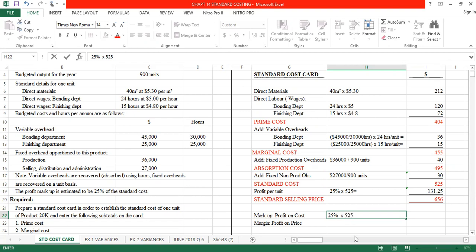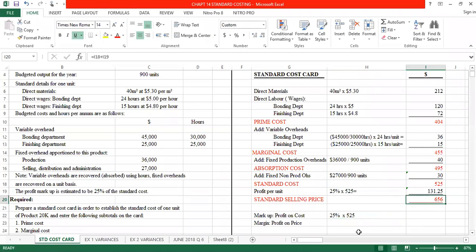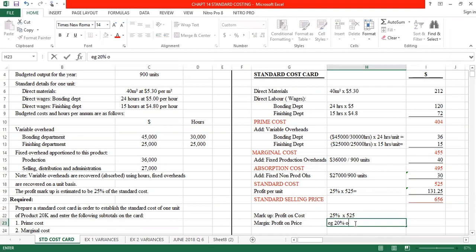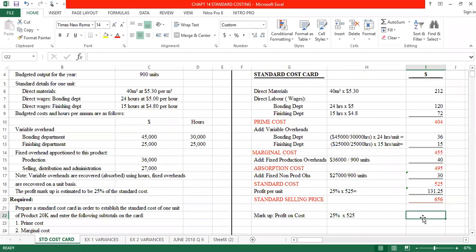That is the markup. Margin is profit on price. So if we were told margin is maybe 20%, it is 20% of the price. So e.g. 20% of what? 656. However, Caleb, that is financial accounting. You should know that. So we were not given margin. We were given the markup.